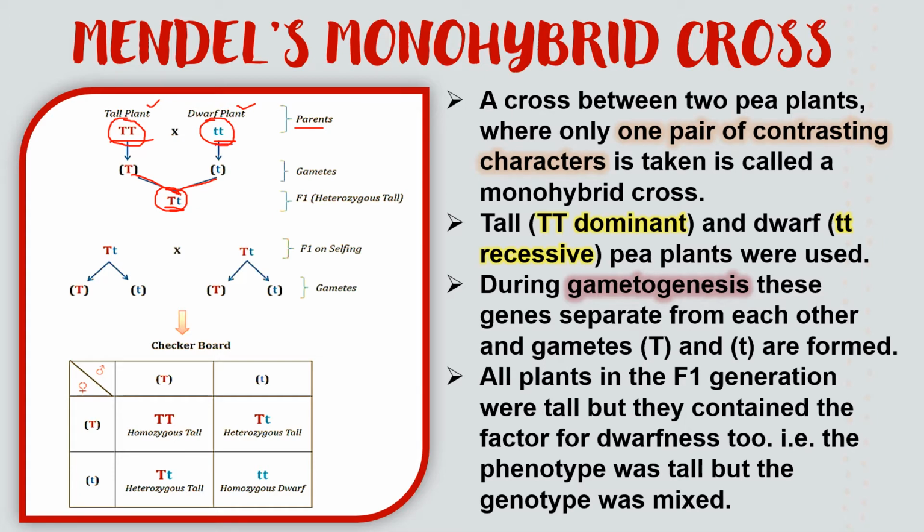Once again, a tall plant is shown by capital TT and a short or dwarf plant by small tt. During gametogenesis, the gametes separate, then they come together in the cross, and they show that they are tall because capital T is the dominant characteristic. So in the F1 or first filial generation, all plants were mixed like this. They got equal numbers of tall and dwarf factors, but all of them were tall because the characteristic of being tall is dominant over recessive.